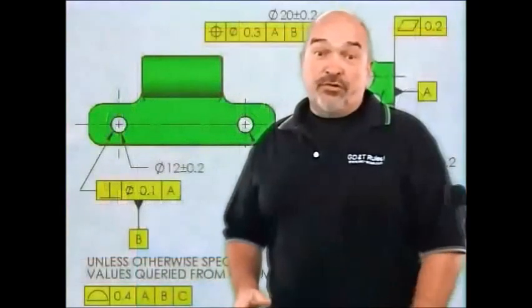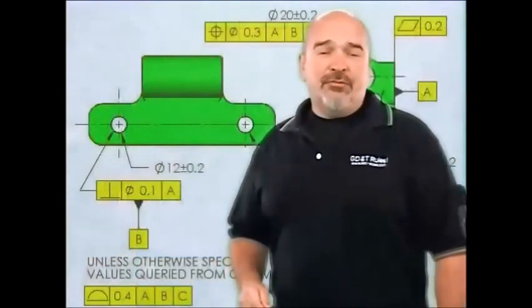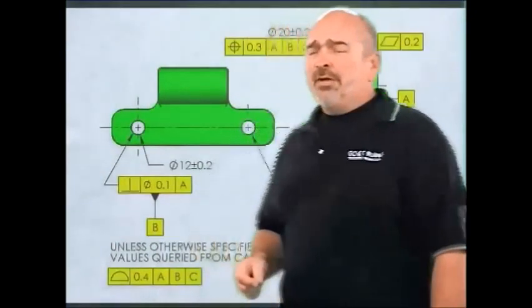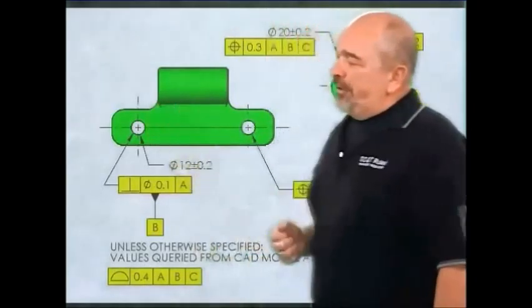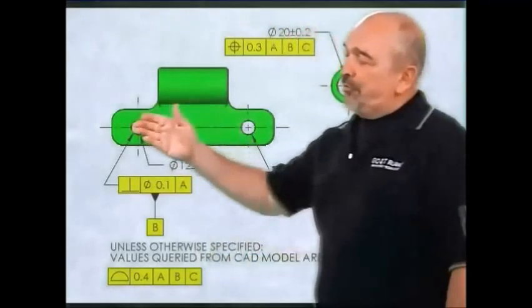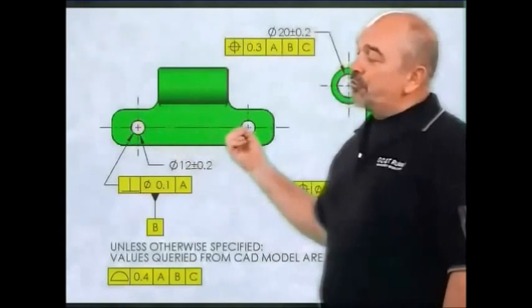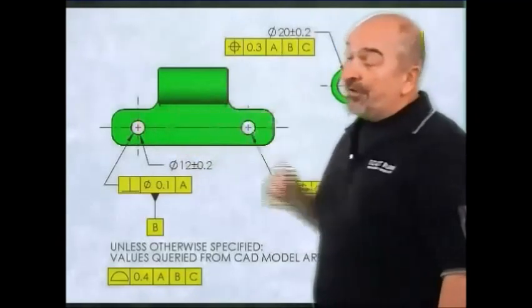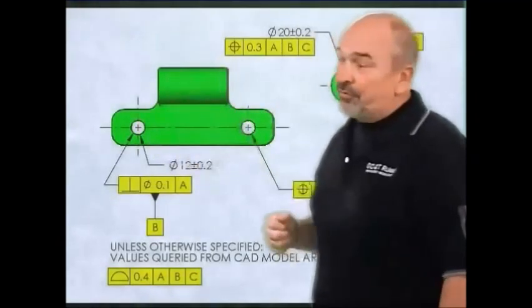The first tip in this 2-part series on using 2 holes as datum features showed a simple part. The primary datum feature was the back face, and then we used this hole as our secondary datum feature, and this is our tertiary. That gave us a horizontal datum plane and a vertical datum plane to measure from.